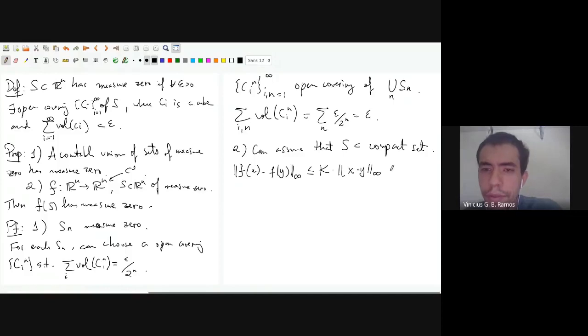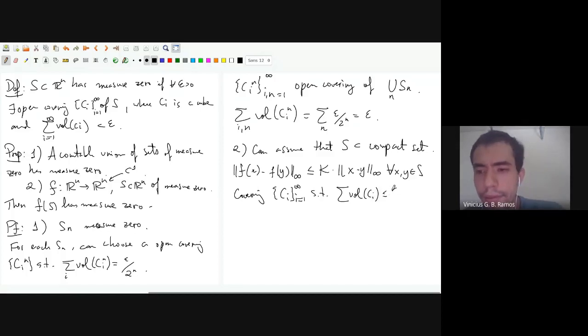All right, so yeah, we have this inequality. So this is for every x and y in S, and that's because S is contained in a compact set, so the norm of the derivative is bounded in the compact set. Okay, so now we can find a covering Ci such that the sum of the volume of Ci is less than or equal to epsilon over k to the n for a fixed epsilon.